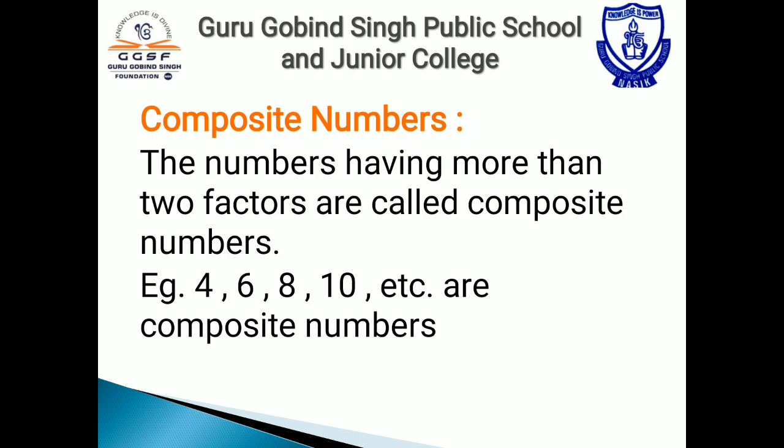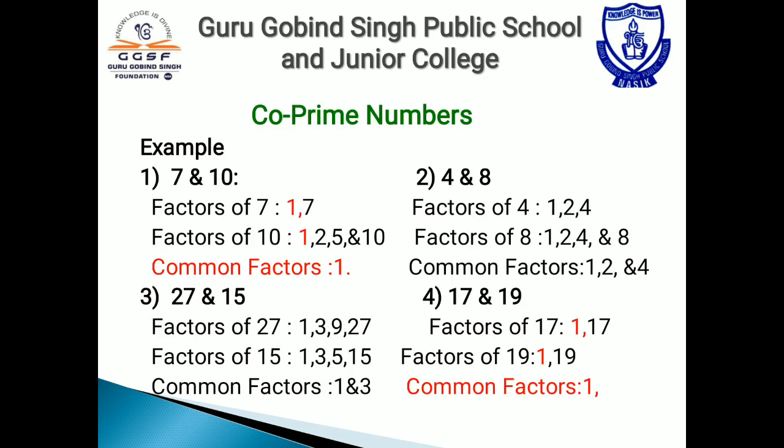Now what is the difference between prime number and composite number? A prime number has only two factors, 1 and the number itself, and a composite number has more than two factors. Third, co-prime numbers.